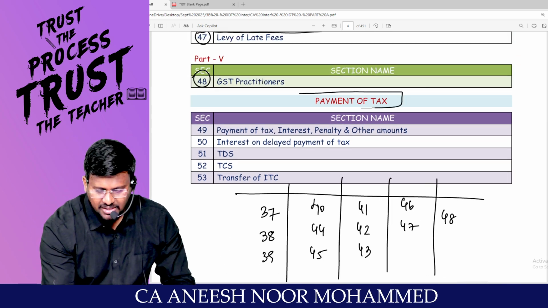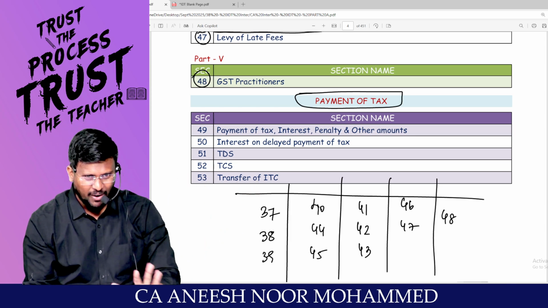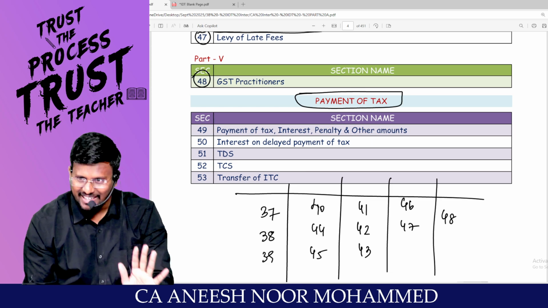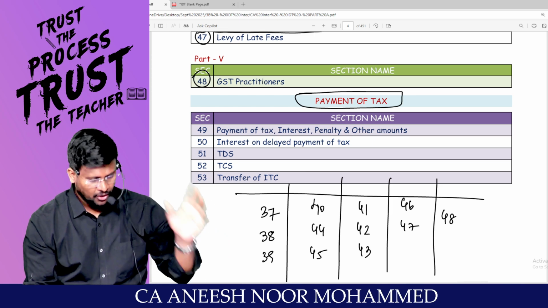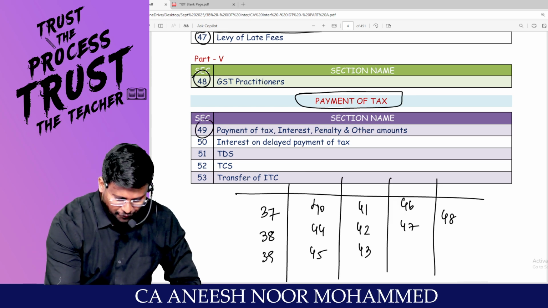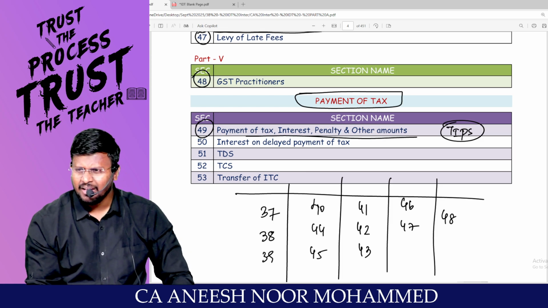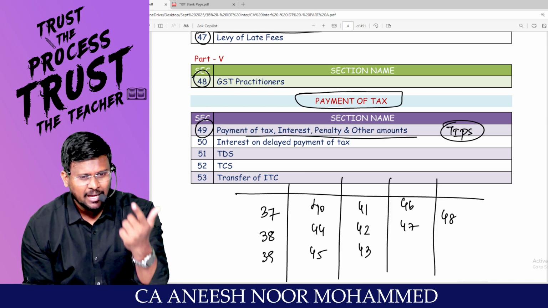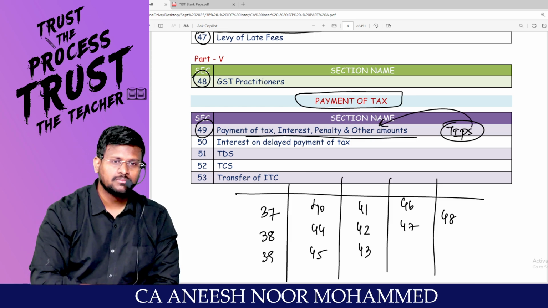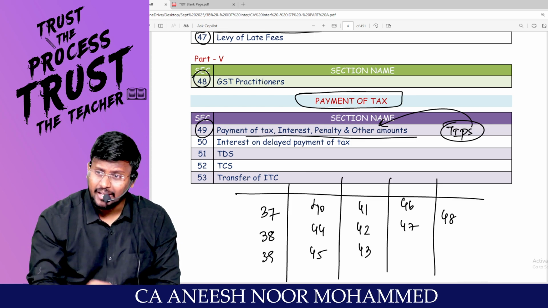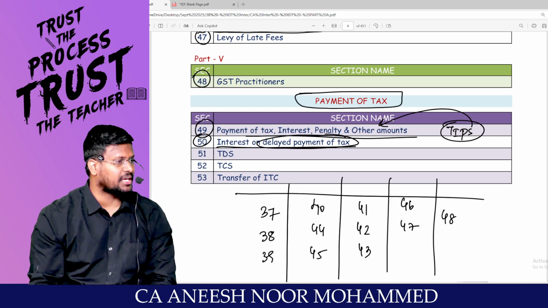Sir, the last chapter, payment of tax. At the time of filing return, the government wants returns, tax, only tax. Are you really with me? In order to get the tax only, they are asking you to file. Sir, section 49 is the payment of TIPS. TIPS means tax, interest, penalty or any other similar amount. Tax, interest, penalty, that's section 49.